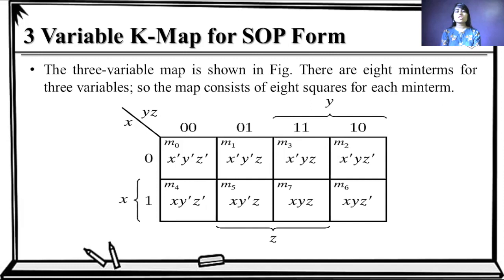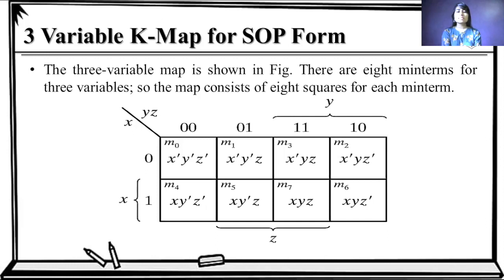Why do we write this pattern in gray form? Because it is necessary that successive squares differ by one bit only. Like from 0 0 to 0 1 only one bit difference, then 0 1 to 1 1 only one bit difference, and 1 1 to 1 0 only one bit difference. So this is how we write this combination in the K-map: 0 0, 0 1, 1 1, 1 0.